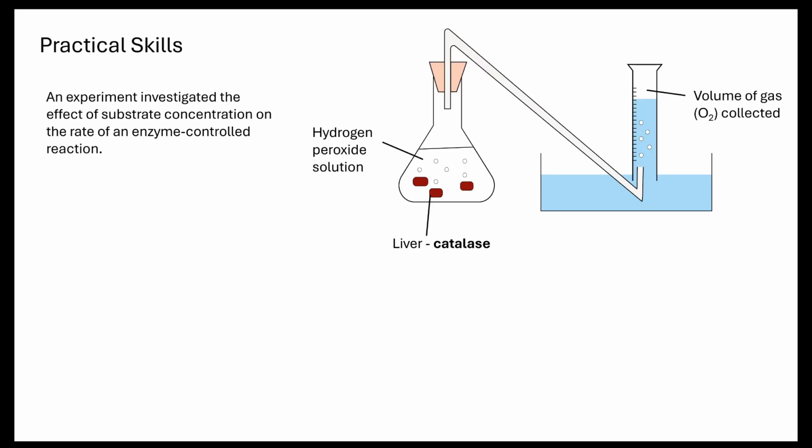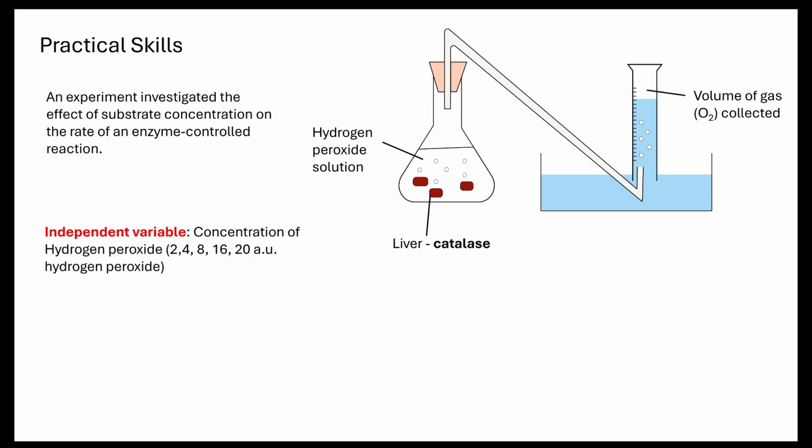So let's look at some practical skills then. If I have an experiment which is going to investigate the effect of substrate concentration on the rate of an enzyme controlled reaction, I'm going to use this setup. Now, the first thing I need to understand is, what's my independent variable? Well, I was already told it was substrate concentration. So I need to ensure that I have different concentrations of hydrogen peroxide. In this case, I've got 5 different values for my independent variable: 2, 4, 8, 16, and 20 arbitrary units of hydrogen peroxide.